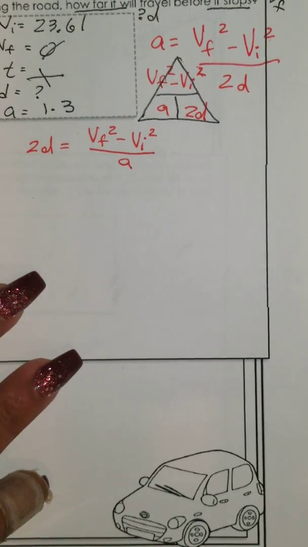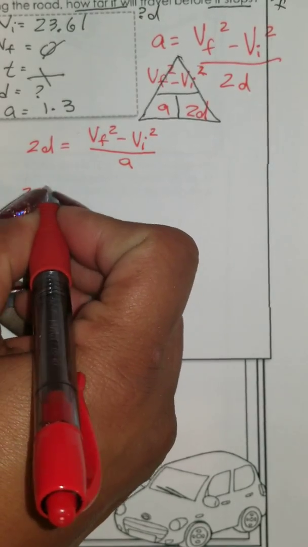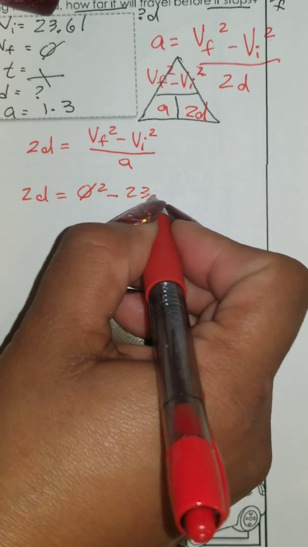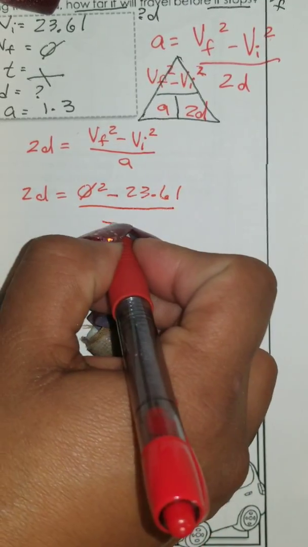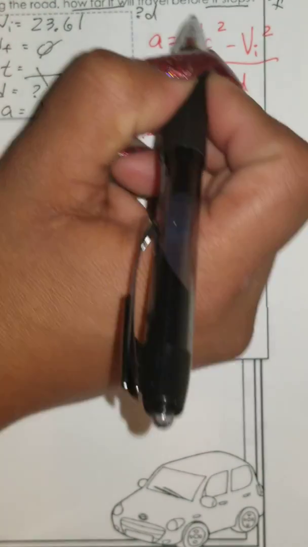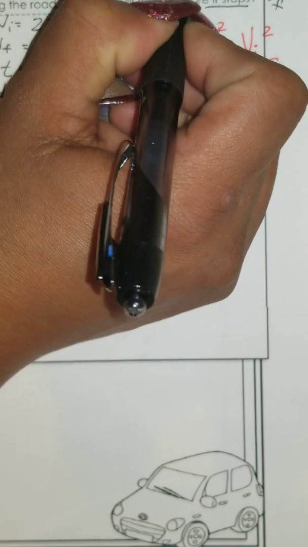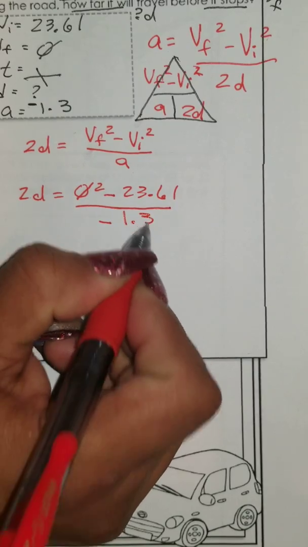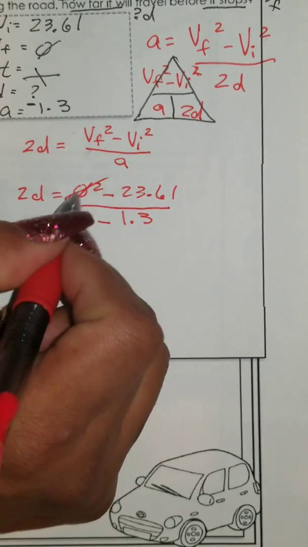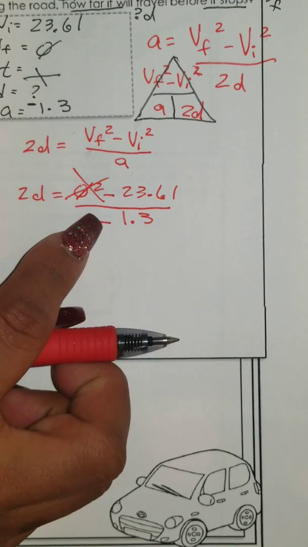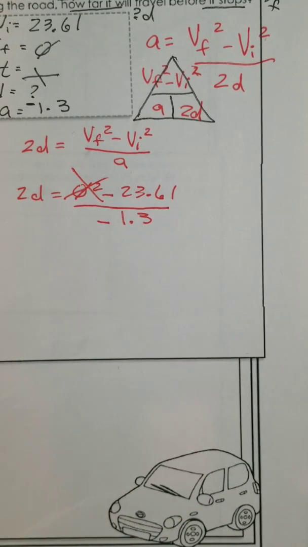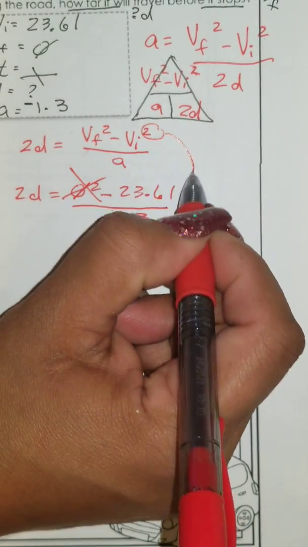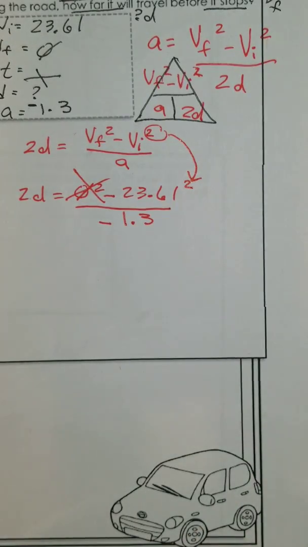All I need to do is plug in my numbers. Let's do that. 2D equals 0 squared minus 23.61 divided by a negative. This says decelerates, so this is really a negative number, 1.3. This 0 has nothing, it's not going to do anything. But look at this, negative and negative. They're going to cancel each other out and have a positive, which I love. But look what I forgot to do. I forgot to bring this square down. So don't forget to bring this square down.